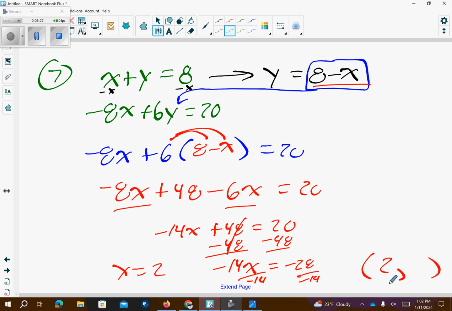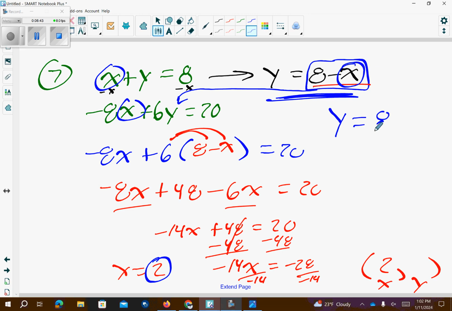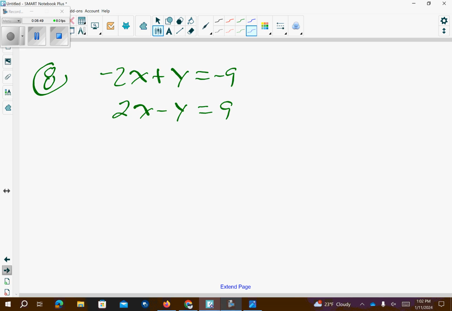So remember, my answer is going to be x and y. I'm going to take this 2 and plug it in. That's an x. Actually, I can plug it in here, or here, or here. I would probably choose to plug it in here because I'm looking for the y value. So I just wind up getting 6. So 2 comma 6 is our answer.